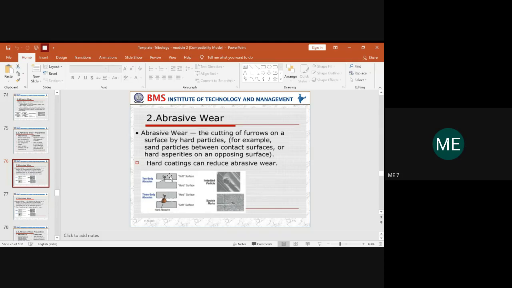This can happen in the case of two-body abrasion or three-body abrasion. Sometimes you might have three-body abrasion, where in between you have a very hard abrasive material as a component between hard and soft. In that type also, abrasive wear comes in. Without the third body, even when you have two bodies in contact, if one is soft and one is hard, the asperities from the hard surface will help in removing the material in the form of minute scars. So this again results in abrasive wear.